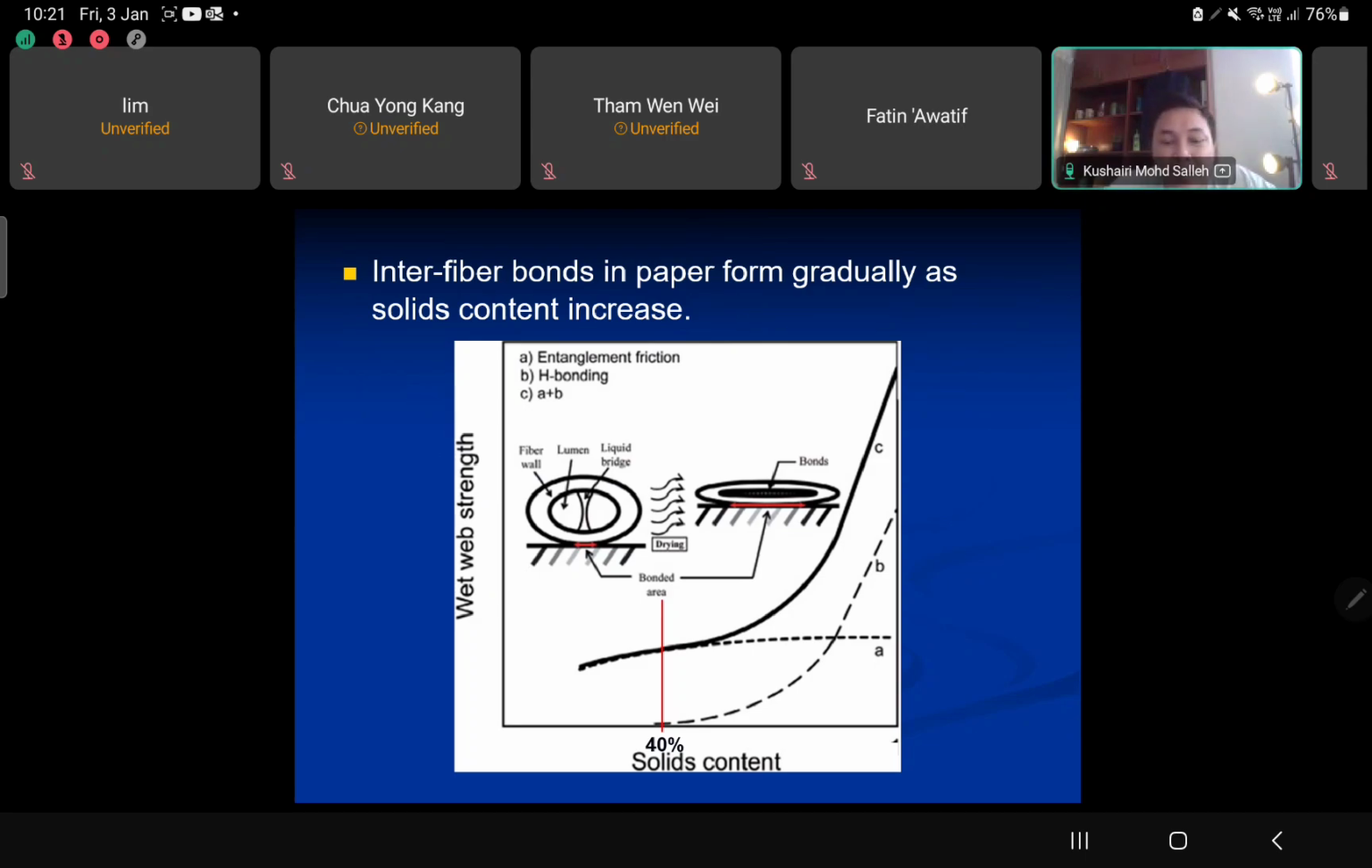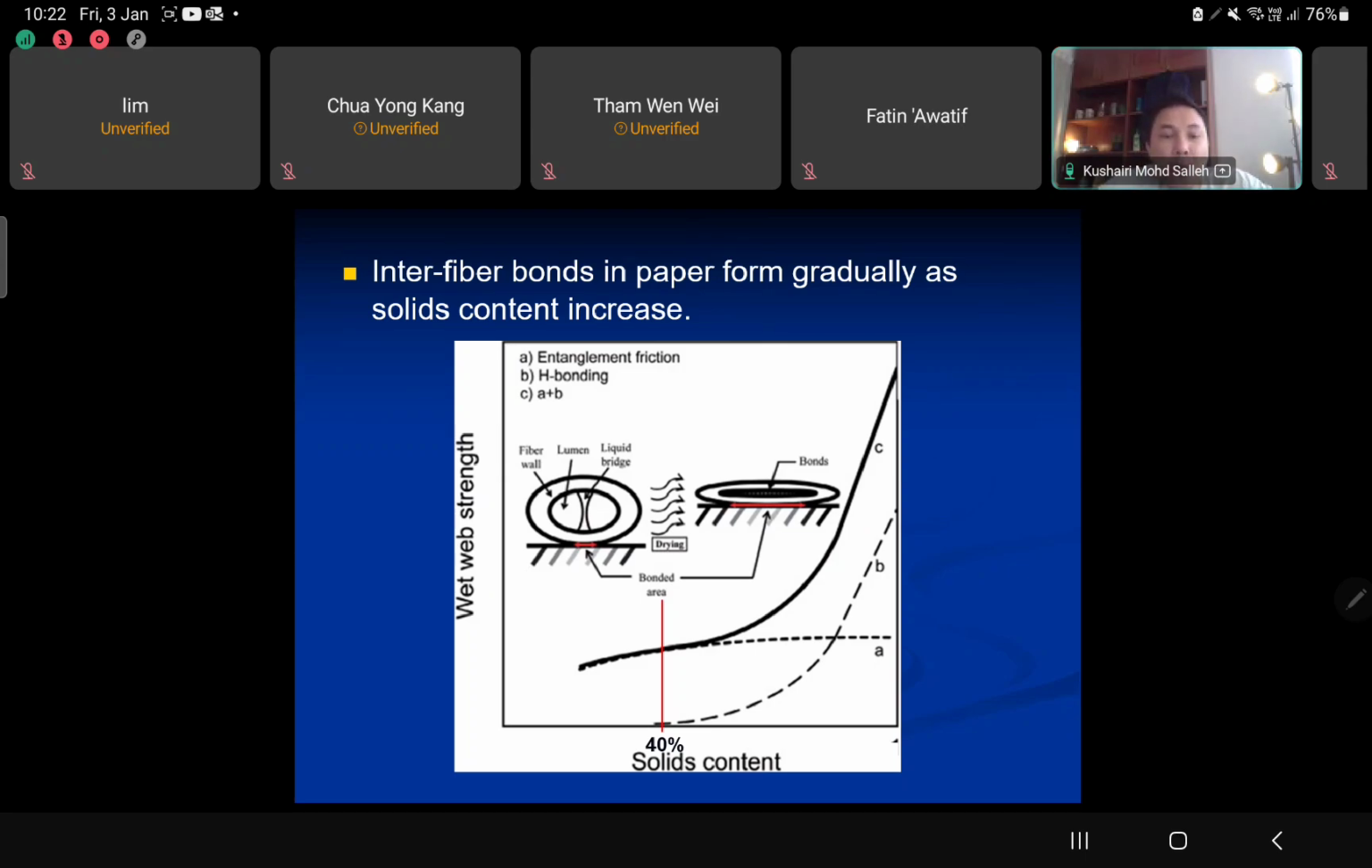after the pressing, the moisture content is about 60%, so that's why the solid content is about 40%. After we remove the water, basically the solid content will increase as the amount of water is reduced via the evaporation process.